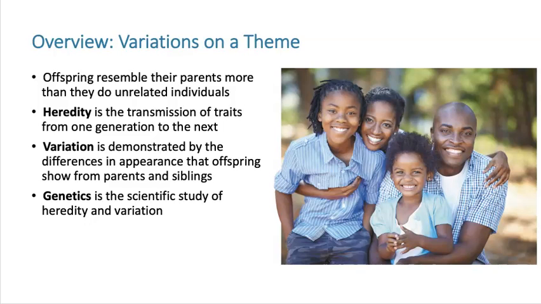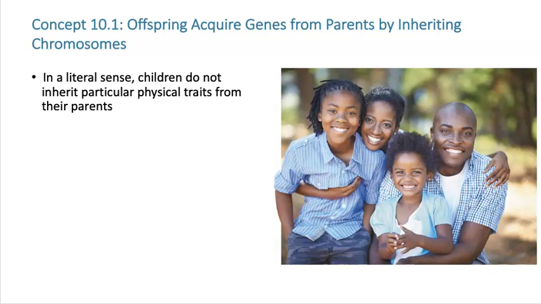Now, if we look at this beautiful family here, we can see that children don't look exactly like their parents. There's some variation, and variation is always seen in the appearance from parents to offspring, but also variation between siblings. Genetics is the study of heredity and of variation. So, in a literal sense of the word, we're not passing down skin color itself. We do pass down the genes, the DNA that allows those melanin and things along those lines to be expressed.